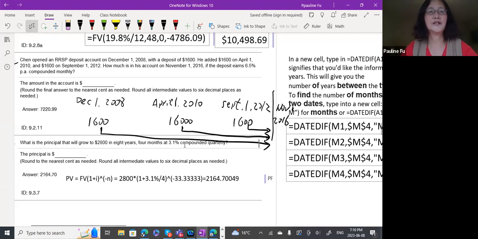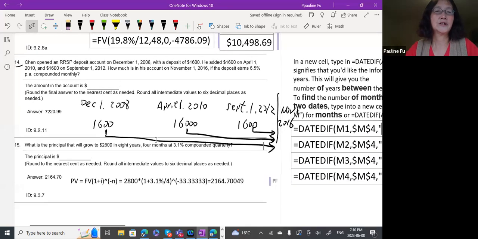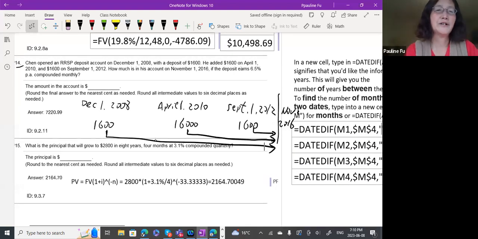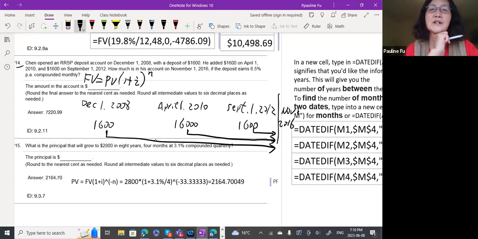Not days. This is compound interest. Interest is compounded monthly. So we need to do the future value FV equal to PV times 1 plus i raised to power n. Compounded monthly, so we need to know how many months between those 2 dates.